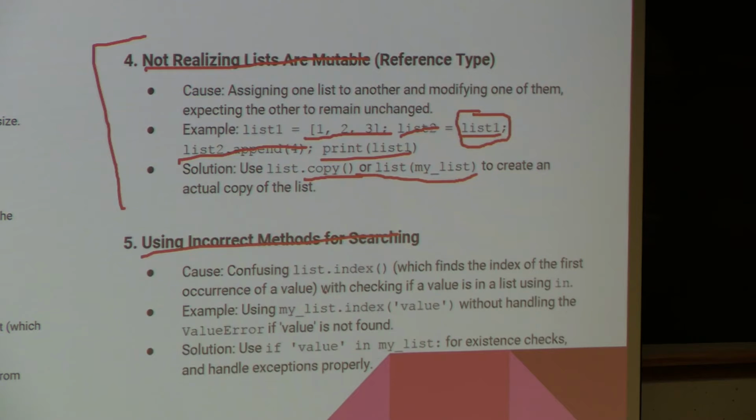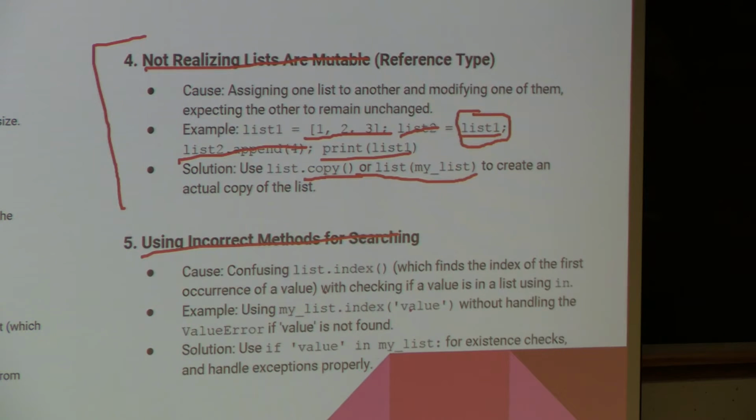In is an operator in Python, by the way. Example, using mylist.index(value) without handling ValueError if the value is not found. What do you think is happening here? What do you think this is all about? What does dot index do?